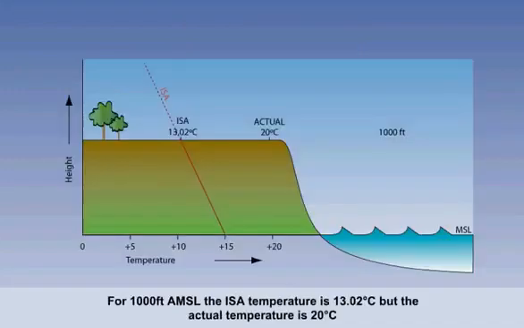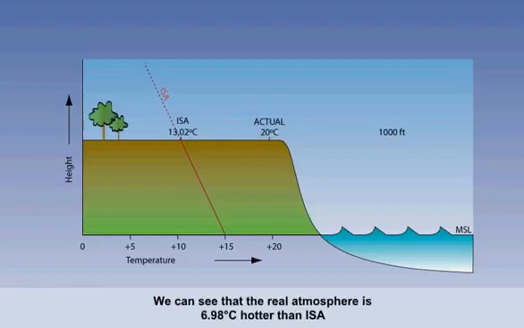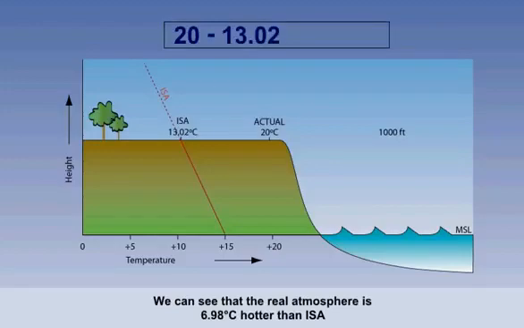In the diagram, we can see that at an airfield 1,000 feet above sea level, the ISA temperature should be 13.02 degrees Celsius, but the actual temperature is 20 degrees Celsius, which is much hotter than the standard. We need to calculate how much hotter than ISA the real atmosphere is. A simple mathematical calculation shows that the atmosphere is 6.98 degrees Celsius hotter than ISA.